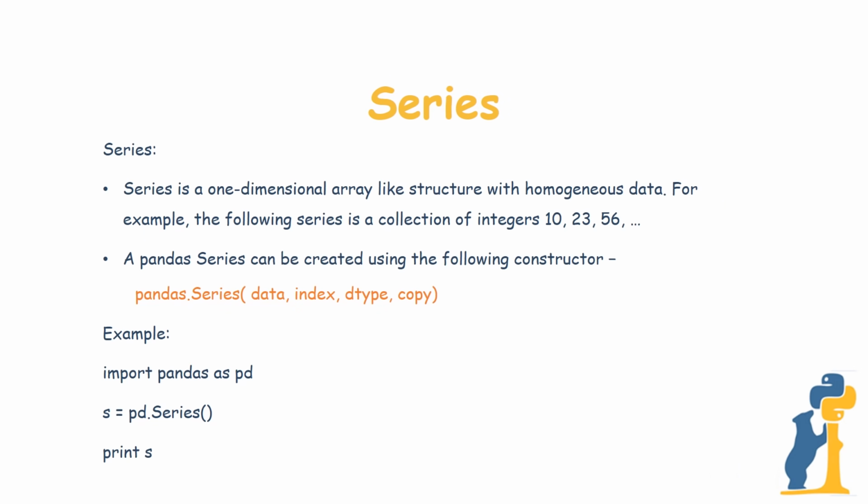Let's see the data structures one by one. The first one is series. A series is like a one-dimensional array. We can store only homogeneous data in the series. For creating a series, pandas provides the constructor called pandas.Series. In this we can give 4 arguments: data, index, dtype meaning data type, and copy. Among these 4 arguments, the first argument, data, is required. In this example we will create an empty series with no values.